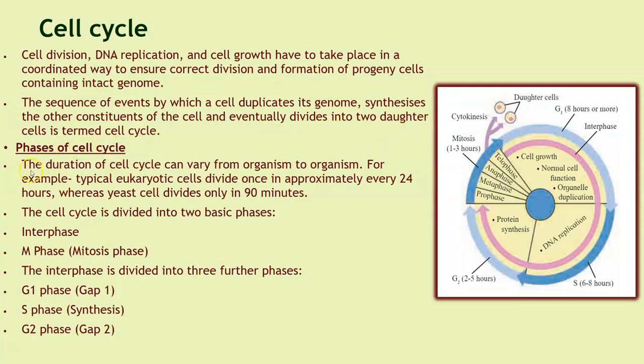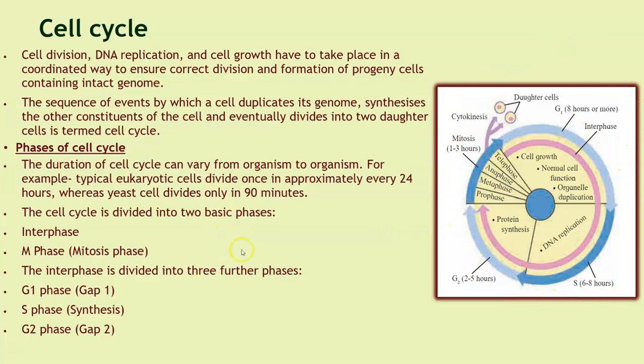Phases of the cell cycle. The duration of the cell cycle can vary from organism to organism. For example, a typical eukaryotic cell divides once in approximately every 24 hours, whereas a yeast cell divides in only 90 minutes. The cell cycle is divided into two basic phases. Have a look at this image here.